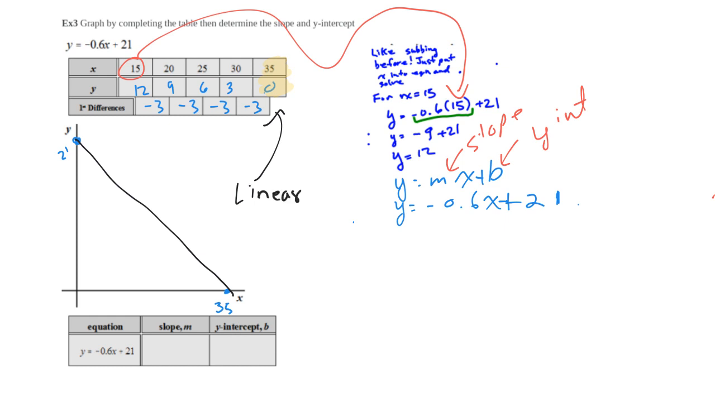Now, based on what we studied before in grade 10, you know that this was our slope and this was our y-intercept. So this part here is the slope of our line. In this case, the slope is negative 0.6, and the y-intercept is 21. And we're done.